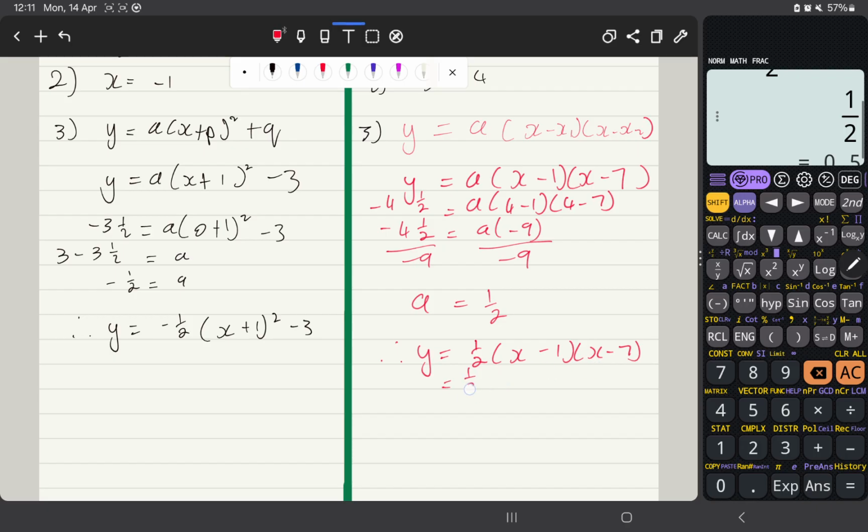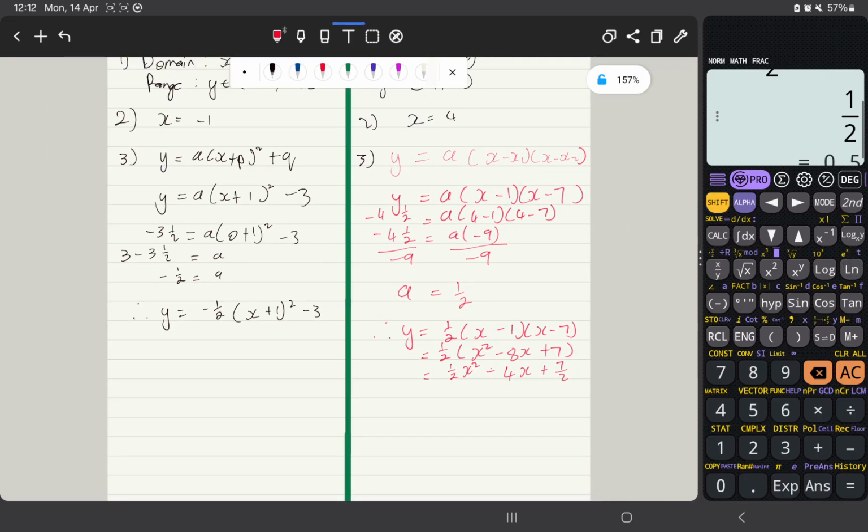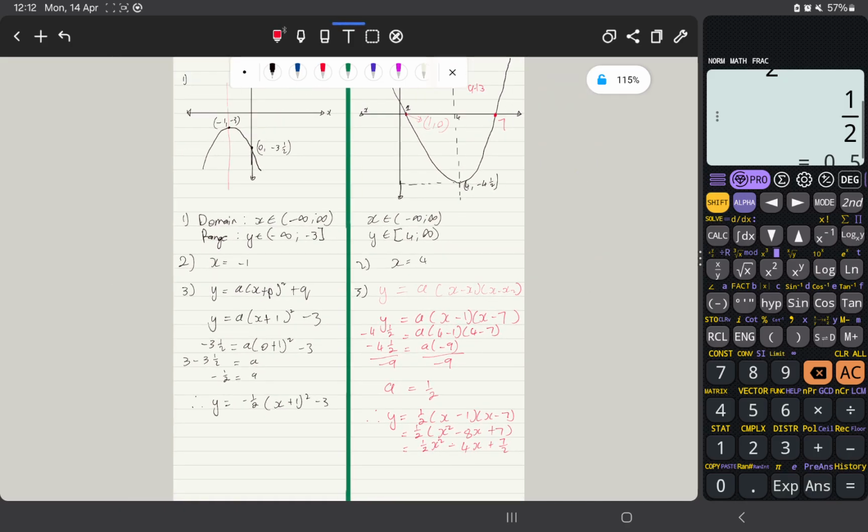And now maybe I will start expanding. I'm going to have x squared, I'm going to have minus 8x, I'm going to have plus 7. Then I can start distributing my half. Minus 8 over 2, which is 4x, plus 7 over 2. And then, guys, I am done with this.